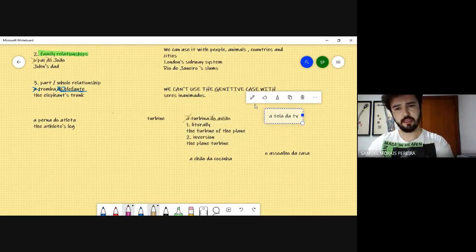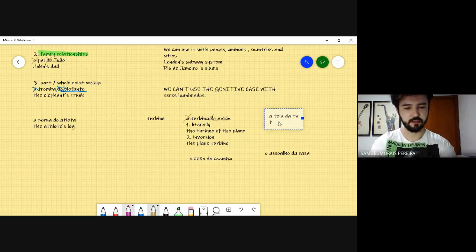So, how do I say a tela da TV? I can say the screen of the TV, okay? Mas vamos direto para a inversão, ó. The TV screen, ok? Tá vendo? Eu já faço direto, ó.